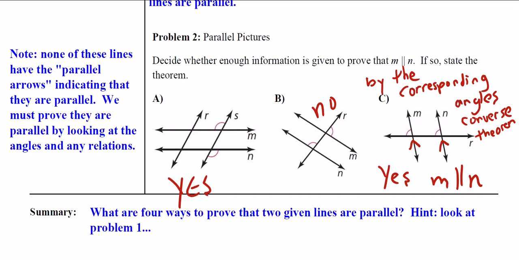For your summary, what are the 4 ways to prove that two given lines are parallel? Hint, look at those converse theorems.